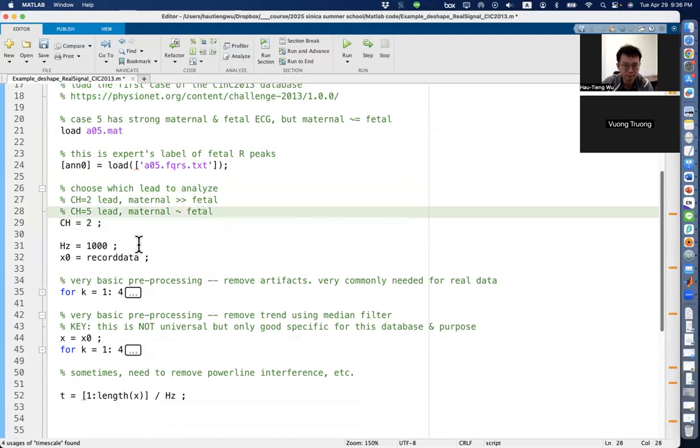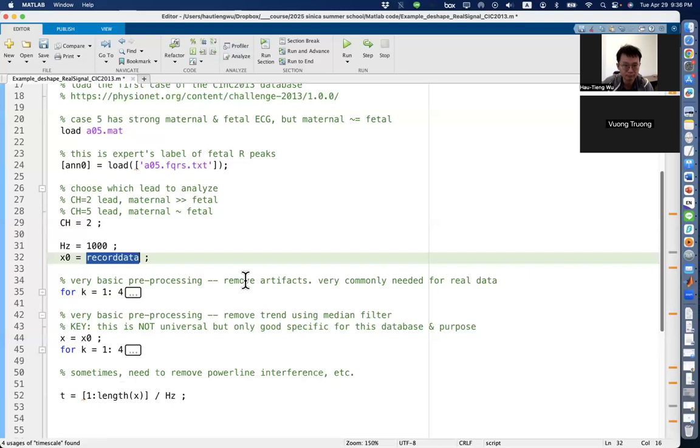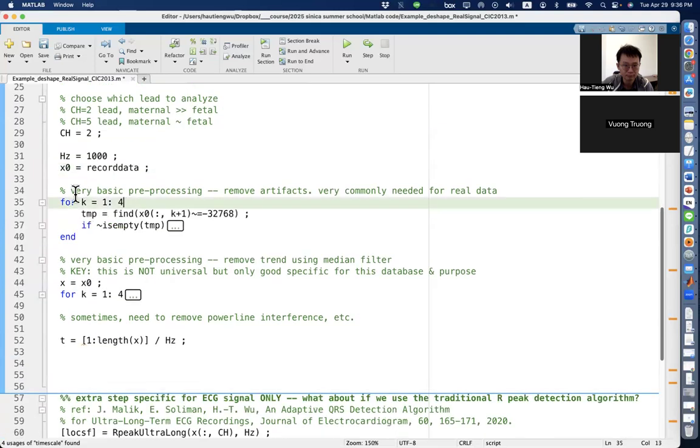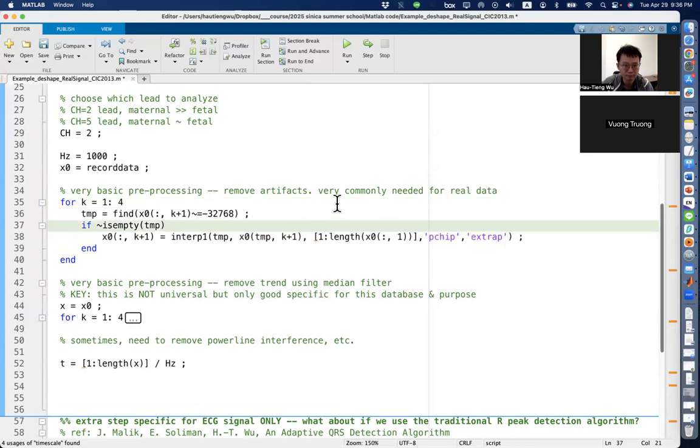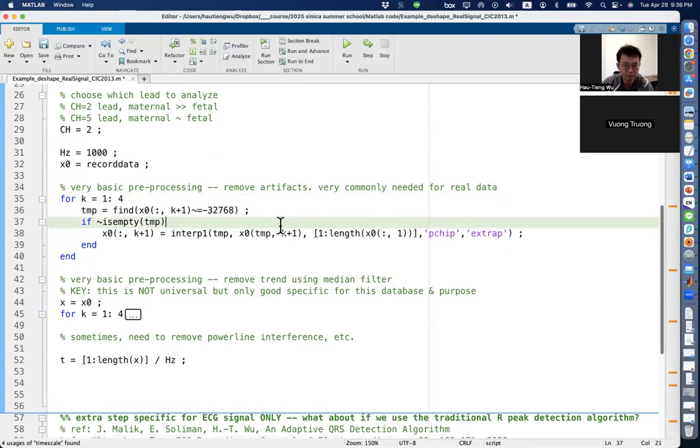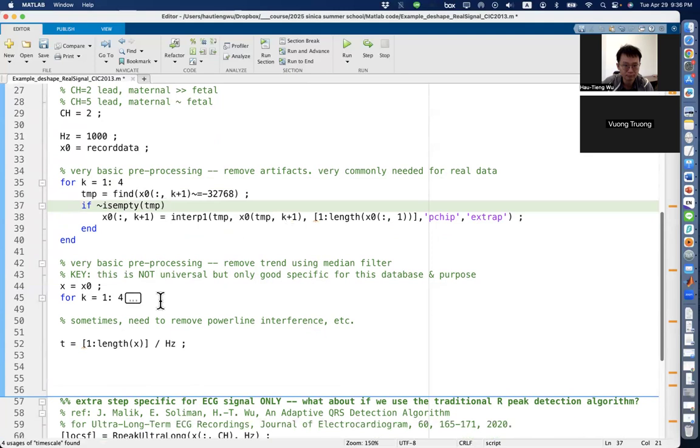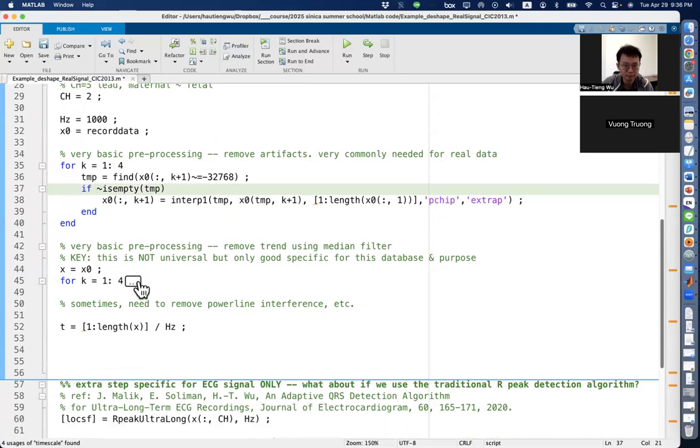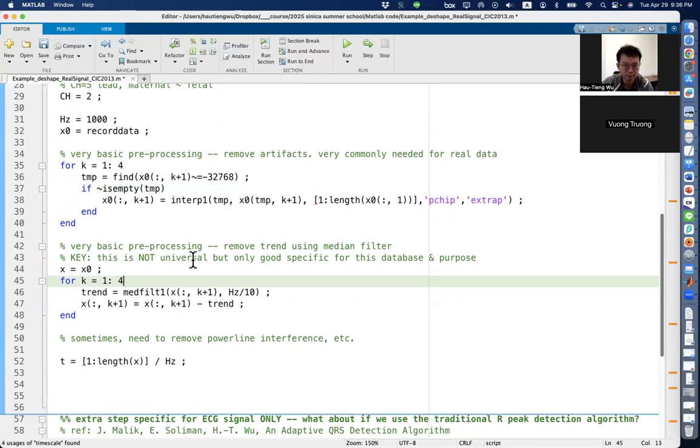The sampling rate is 1000 hertz. Record data is the variable for the recorded data. Then we run some very basic pre-processing, removing artifacts, and so on. You will see what I mean by artifacts later if we encounter some. Then we remove the trend using a median filter and so on.